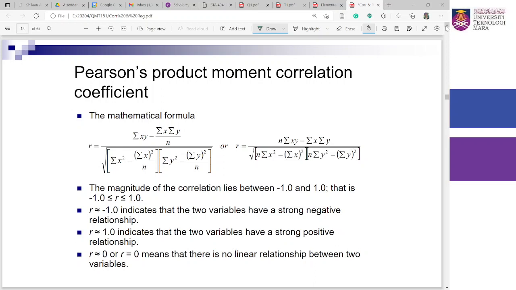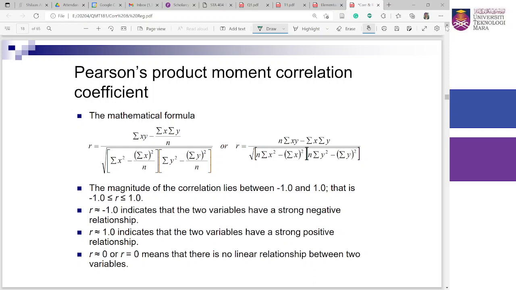And then you have to know that the magnitude of the correlation lies between -1 and 1. That is, r is between -1 and 1. In this situation, we use the symbol r to represent the sample correlation value. And this value goes from -1 to 1 inclusive of the values -1 and 1. So makna kata di sini nilai korelasi ini adalah antara nilai -1 dan 1 termasuk nilai-nilai -1 dan 1.